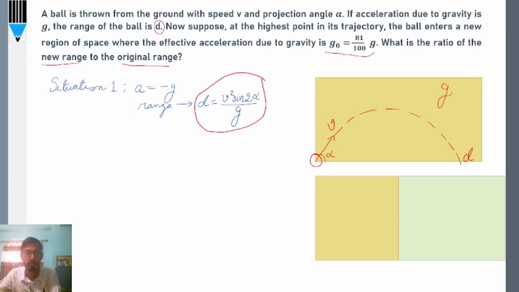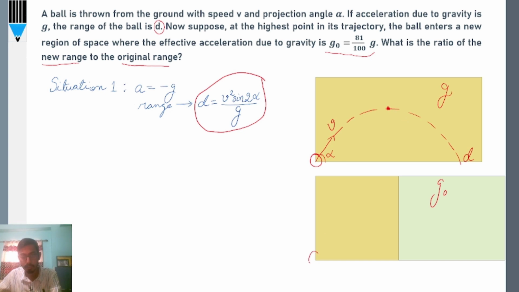Then we will move to the second part, which is that a new region of space is there where the gravity is g0. So the ball to highest point of pabo, then it will enter a new region of space.